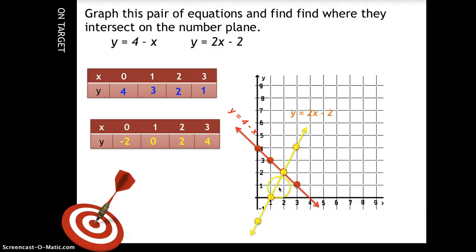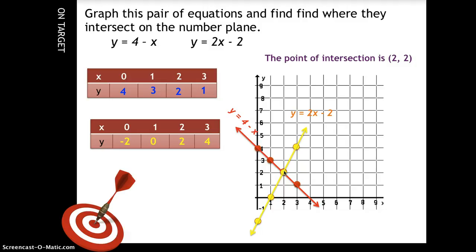Now, the solution for these two lines or functions is the point where they intersect or meet. They have a common point, and that common point is here, where you see both the yellow dot and the red dot share the same location. So that's 2, 2. So the point of intersection is 2, 2.